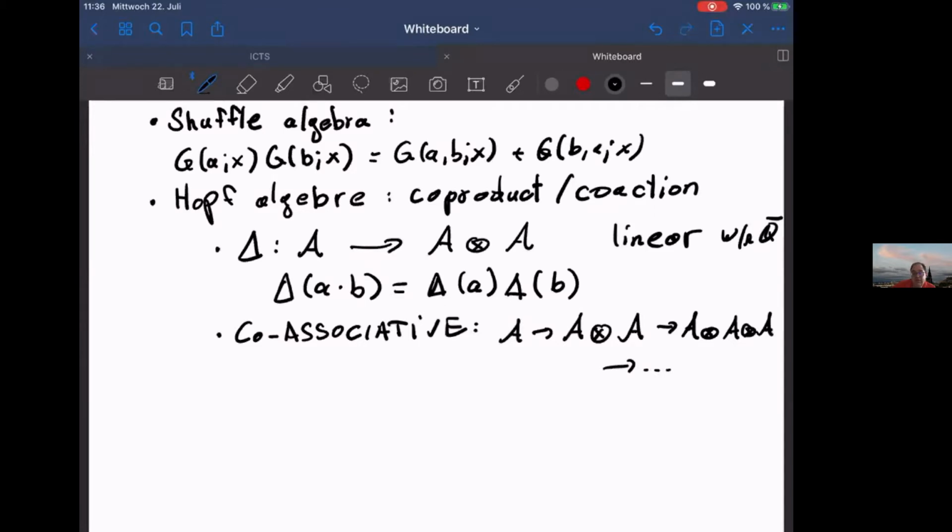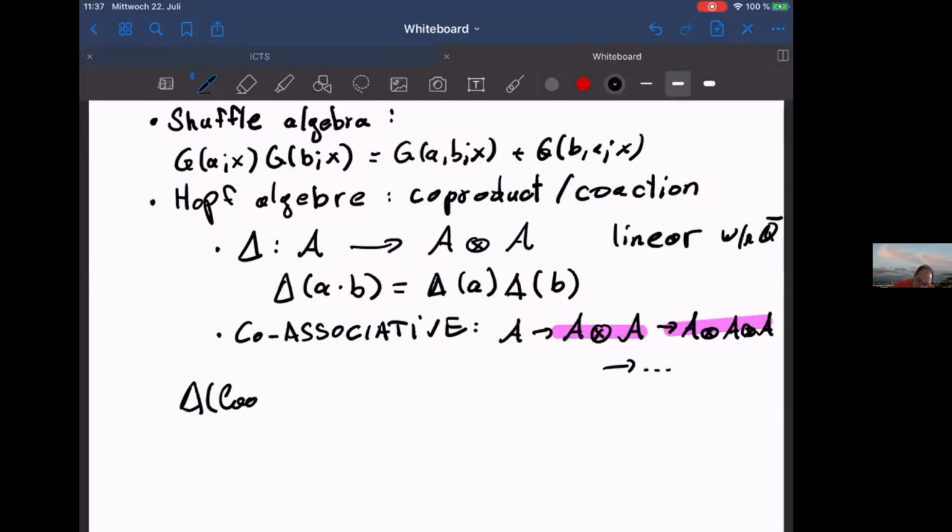If you go from here to here, there's a choice you have to make. Do you iterate in the first slot or in the second? But as we said, it doesn't make a difference. And we also looked at some examples.